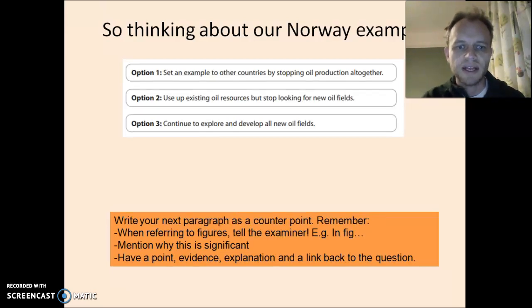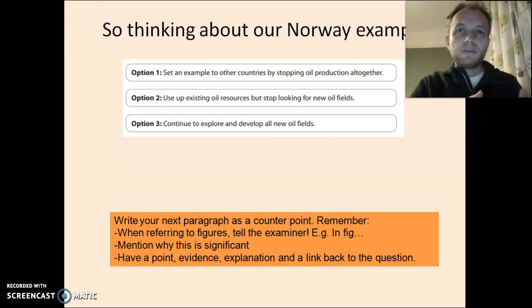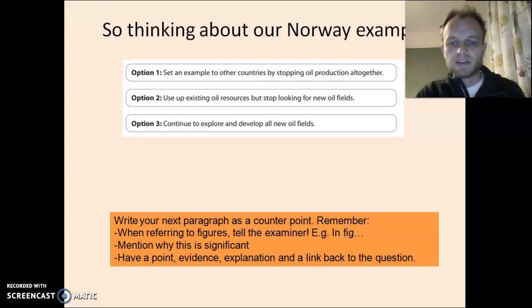Okay, well done. So now you want to do a counter argument. You want to be saying, all right, I've said this is the option I would choose, but I'm aware that there are some problems. So some criticisms of your own option, or some reasons why other options might be better. But again, remember, referring to figures, tell the examiner, in figure 1 you can see that blah blah blah. Tell them why it's significant, and then have your point, some evidence, explanation, and a link back. It doesn't have to be in that order. It doesn't strictly have to be PEEL. You might say a point, then link back, then some explanation, and then some evidence. But it's up to you.